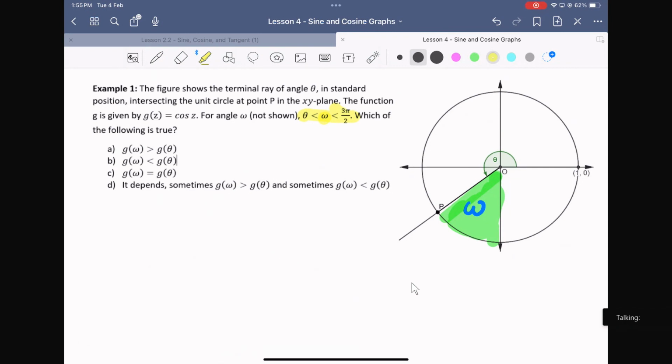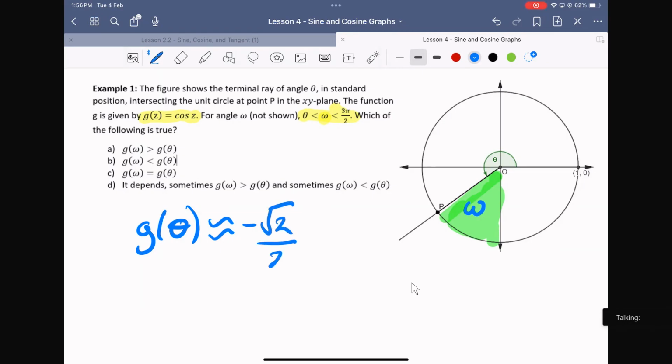So secondly, it introduces us to this g of z function. All g of z is, you put in an angle into the function g, and it gives you the cosine value. So let me just write this down. G of theta is roughly how much? Negative square root 2 over 2. Sam's correct eventually. He gets there with his thinking. So it's roughly this one.